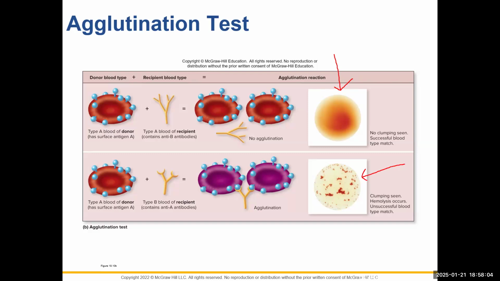Because you can see the antibody, and in this case you've got type A, and then you can see the anti-A antibodies reacting to the donor blood because it has the surface antigen A on top, and we get that agglutination and the hemolysis there.